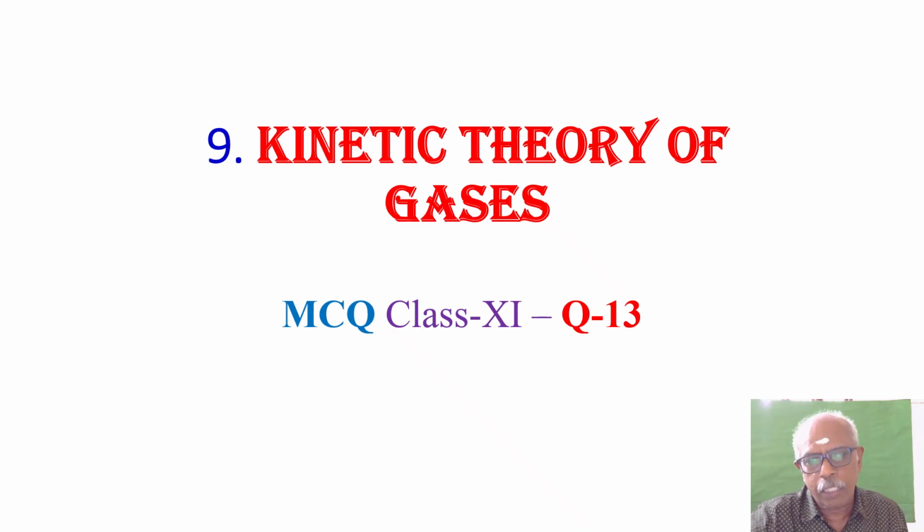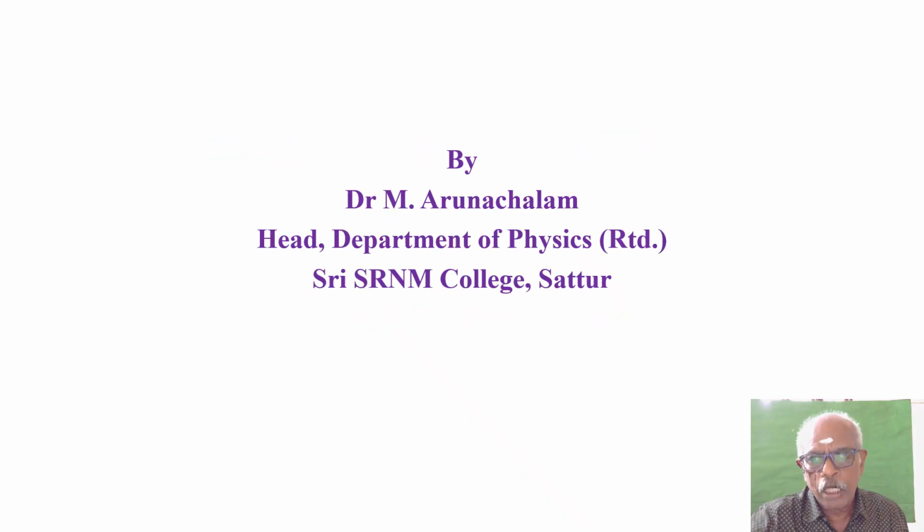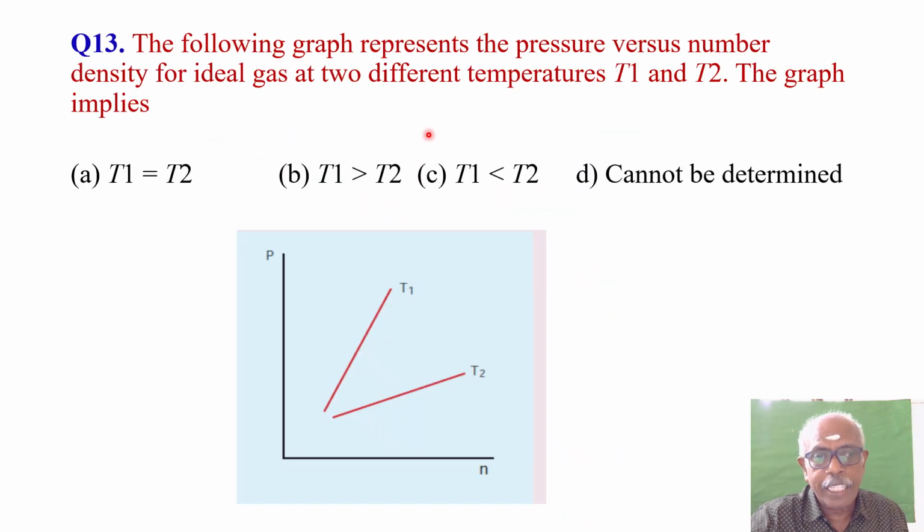In today's video, we are going to solve a multiple choice question. Of course, this is the 13th question for this chapter, Kinetic Theory of Gases. Okay, the question is: the following graph represents the pressure versus number density for an ideal gas at two different temperatures T1 and T2. The graph implies: A. T1 is equal to T2, B. T1 is greater than T2, C. T1 is less than T2, and D. cannot be determined whichever is greater. Okay, that's all.